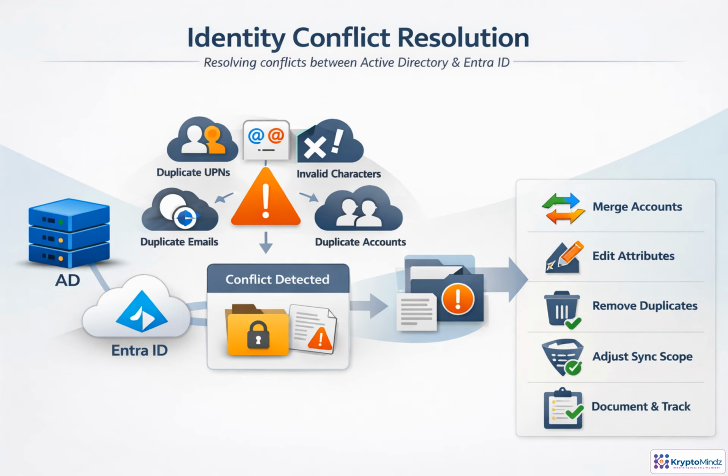Identity conflicts usually appear when sync stops behaving predictably. Two users may share the same SMTP alias, or a cloud account may already exist for someone in Active Directory. The sync engine may quarantine the object or report export and import errors. Don't force the sync. First, identify the authoritative source, then correct the attribute, merge or remove duplicates if needed, and adjust sync scope only when appropriate. Finally, validate the next sync cycle and document the decision, so later migration waves follow the same pattern.